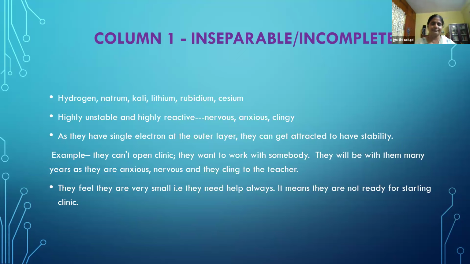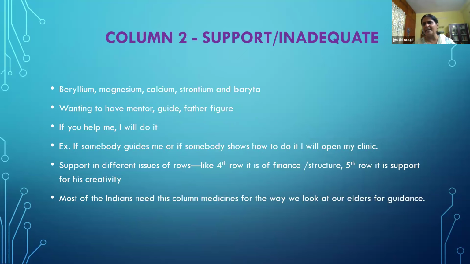So column 2, support and inadequacy. Beryllium to barite. Wanting to have a mentor, guide, father figure. If you help me, I will do it. This is the usual dialogue of column 2 people. Example, if somebody guides me or if somebody shows how to do it, I will open my clinic.